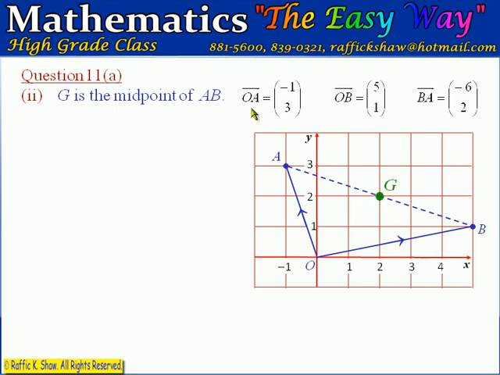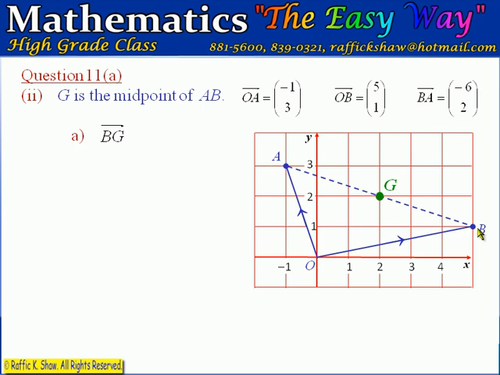And we have from the first part that the position vector of A is -1, 3, the position vector of B is 5, 1, and the displacement vector BA is -6, 2. The first thing we're required to find in this section is the vector BG. Now the vector BG, based on this diagram, is the vector that will take us from B to G.